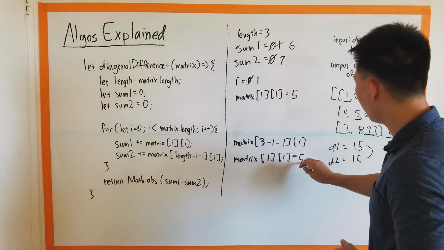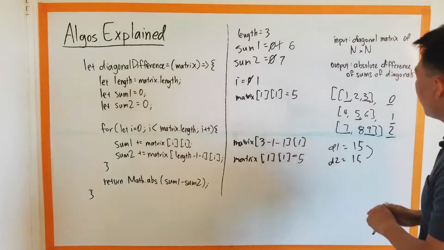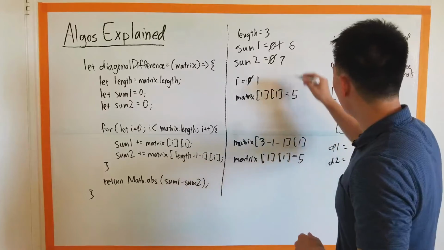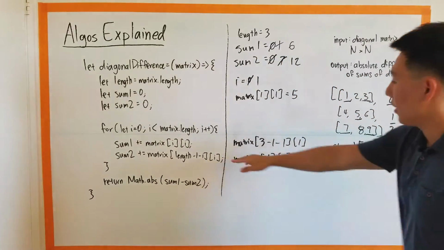We are at the 5 right now. This guy was going down, this guy was going up. We met at the 5. And so we'll plus equal that. That'll be 12. And we're done with that line.